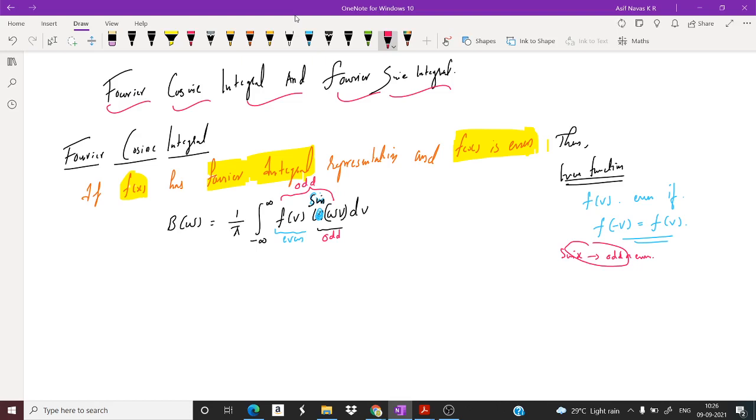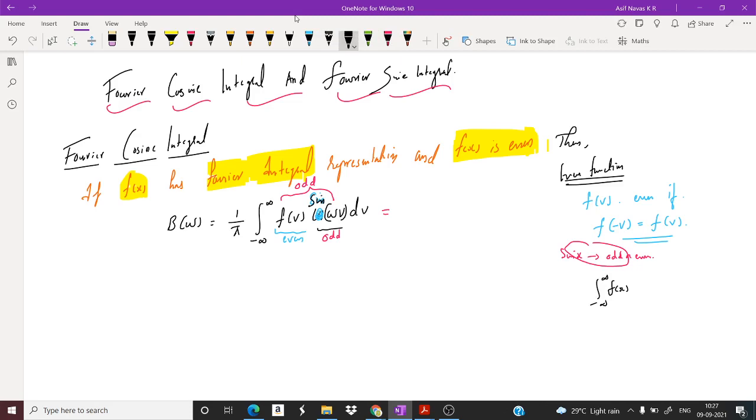So what will happen to this integral from minus infinity to infinity? The integral of an odd function is zero. Integral 0 to infinity.